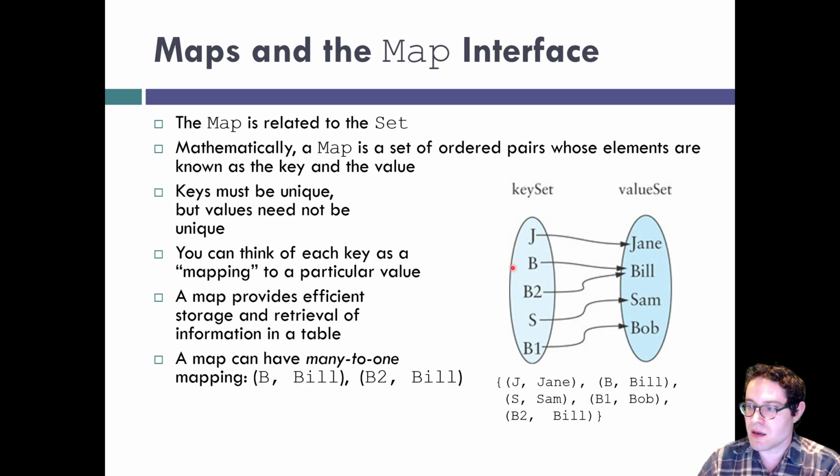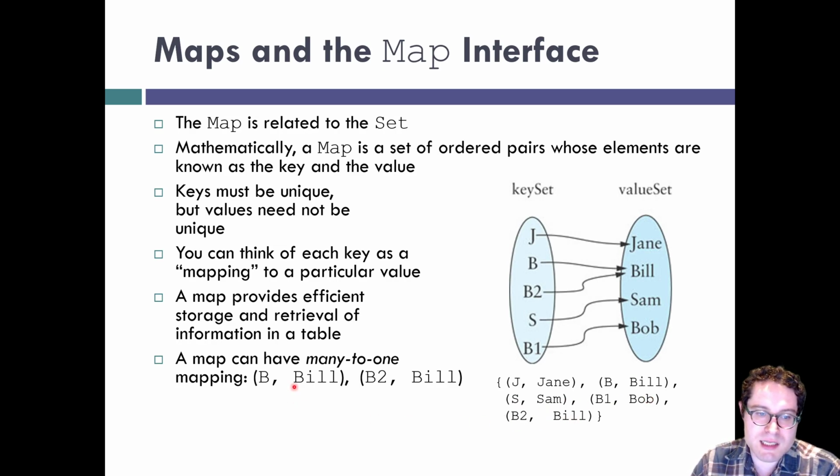The keys are a set of unique things. The values don't have to be unique. But what we are doing with these maps is creating a binding between a specific key and a specific value. So for instance, J gets bound or mapped to Jane. B and B2 get mapped to Bill. S gets mapped to Sam, B1 to Bob. And if we notice over here, the key J, Jane, B Bill, S Sam, B1 Bob, B2 Bill.